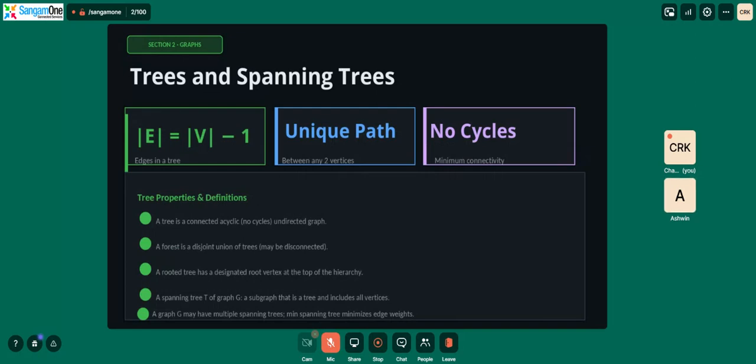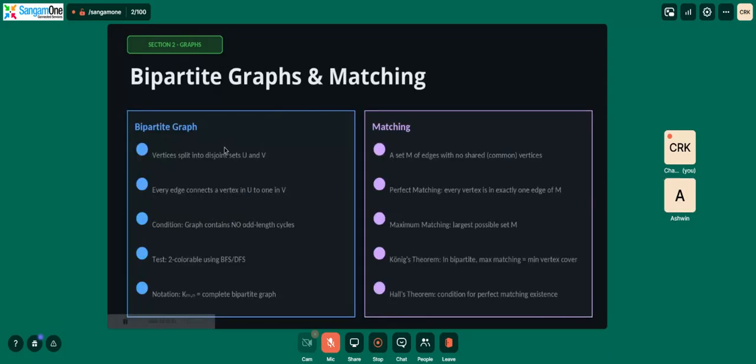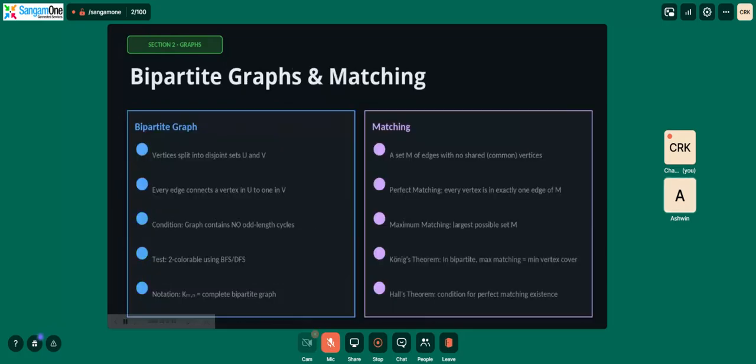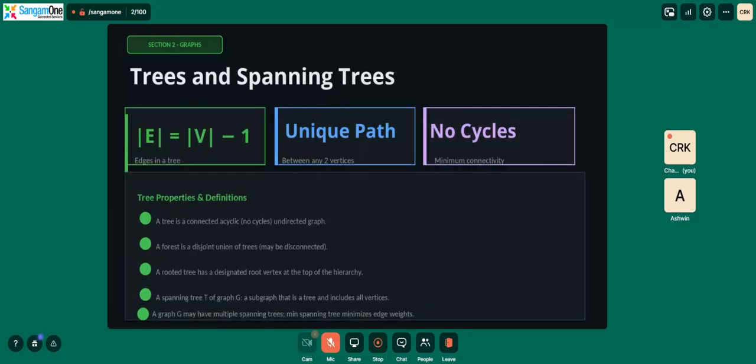Next are trees and spanning trees. These are the conditions you represent here. Here you say that the graph is a tree, and there is a unique path, no cycles, and minimum connectivity. The three properties are the definitions, as you can see here.